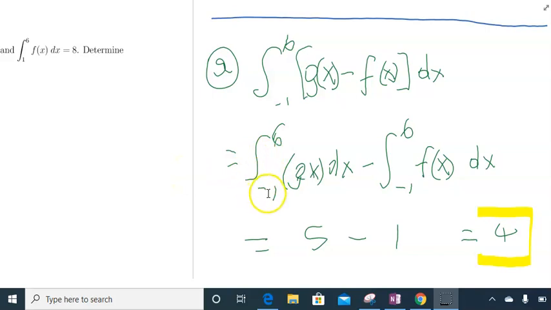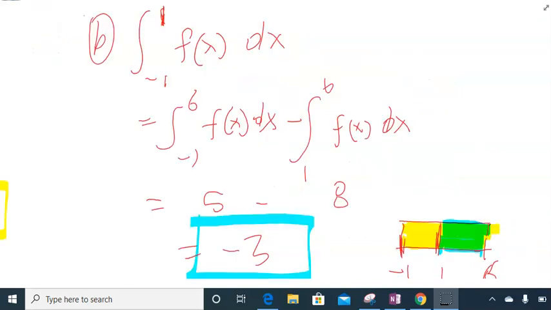The integral from -1 to 6 of g of x dx was equal to 5, and the integral from -1 to 6 of f of x dx was equal to 1. So then we have 5 minus 1 equals 4. So 4 is the answer that we get when we solve the integral from -1 to 6 of g of x minus f of x dx.